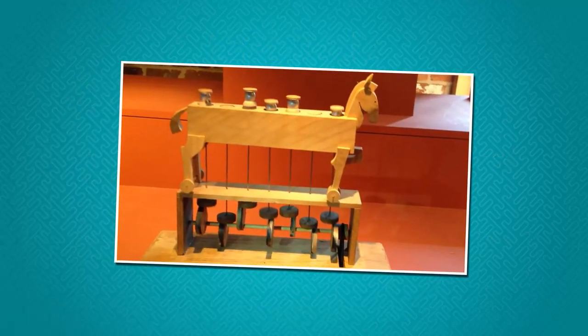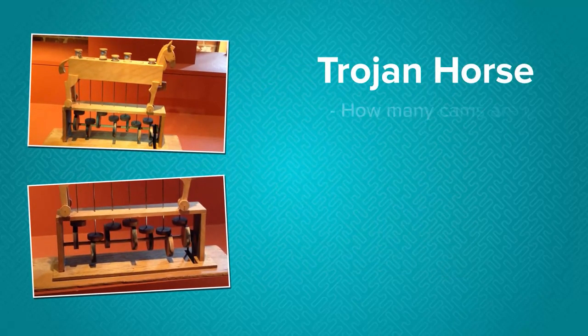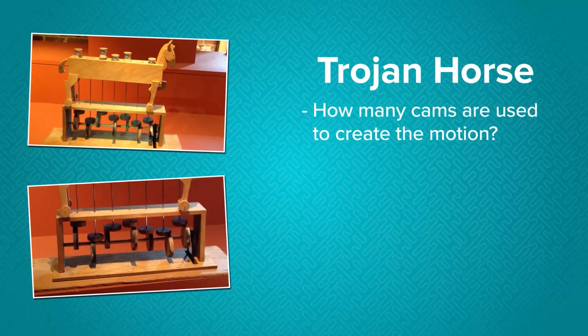The next example is the Trojan Horse, designed and built by the same artist, Paul Spooner, in 1986. This device is belt-driven. An unseen motor drives a rubber belt below the surface, which rotates the axle. Take a close look at this automaton before it's put into motion. How many cams are used to create the motion?